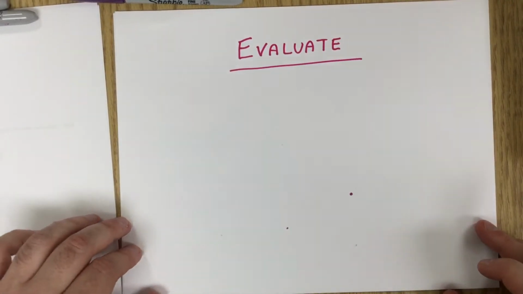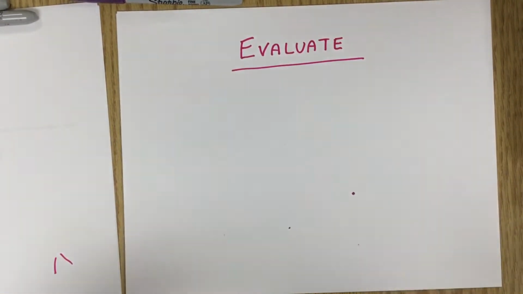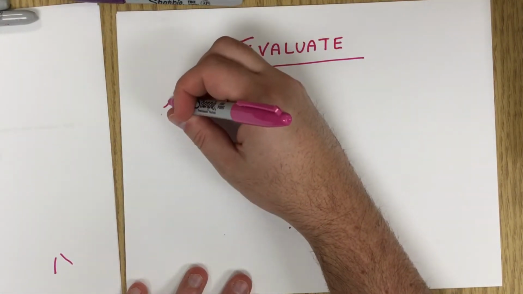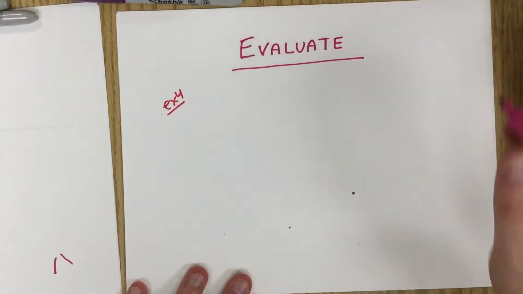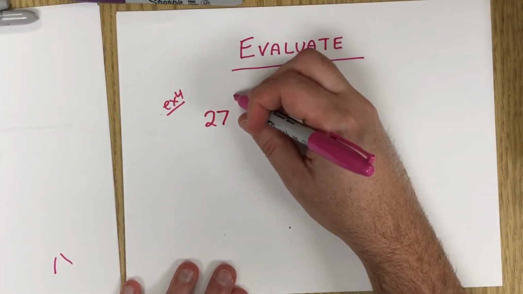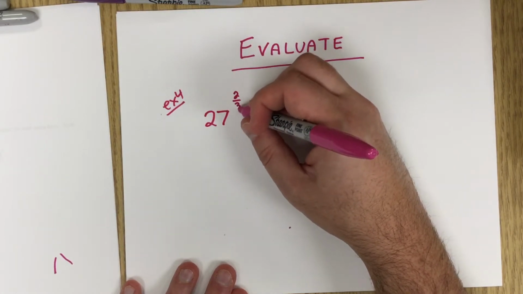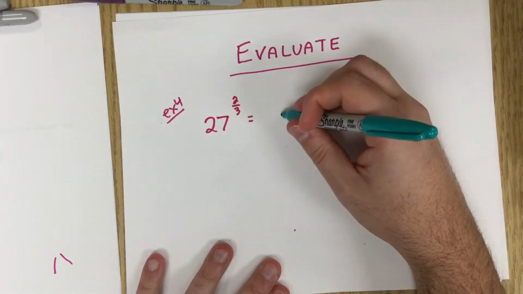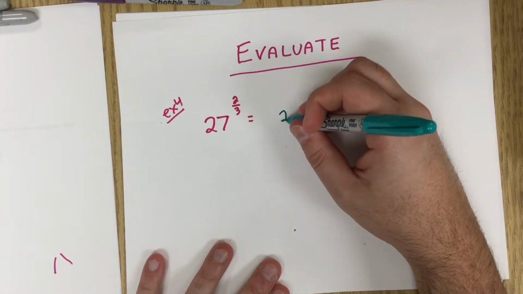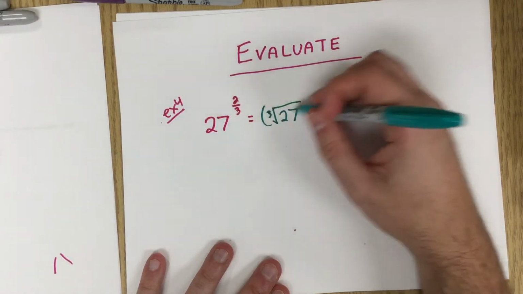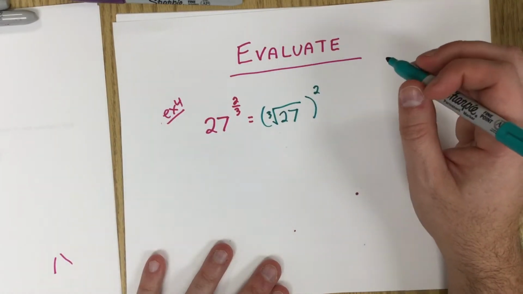Now what we're going to do is evaluate expressions with fractional exponents. So let's say we're starting with example 4, and we have 27 to the 2/3. So 27 to the 2/3 is going to be equal to the cube root of 27 squared.